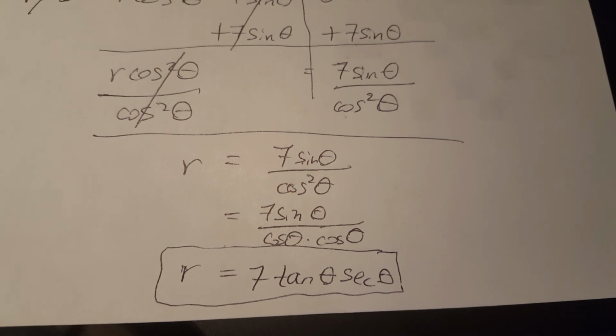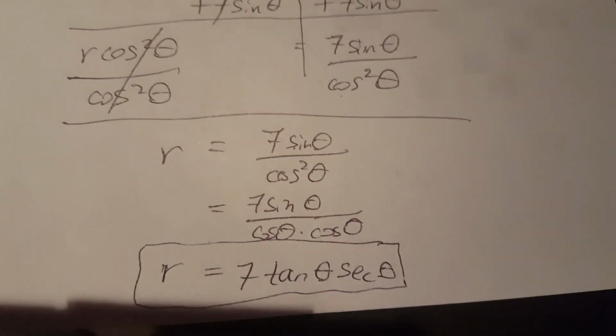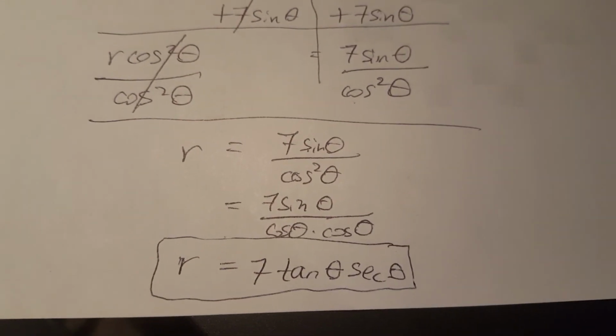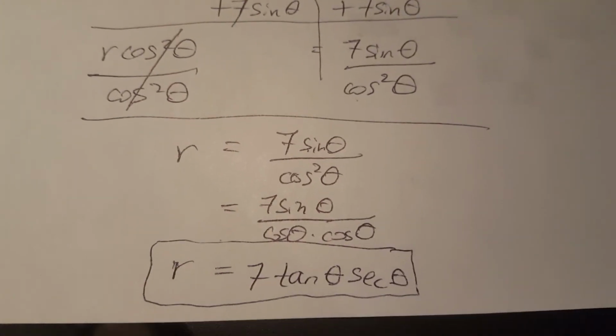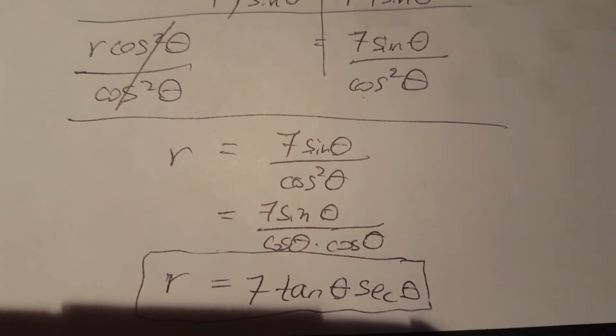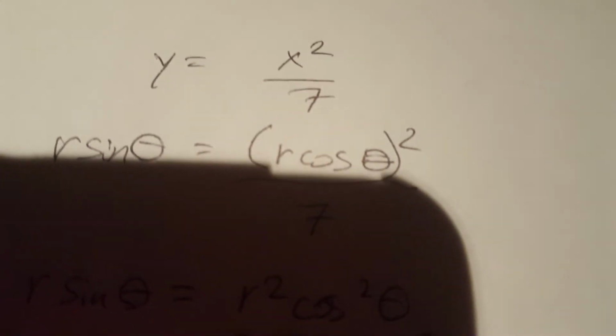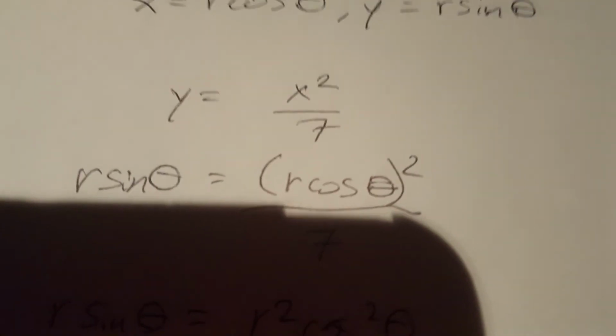Again, this video was in 5 minutes or less. One thing to keep in mind here, this is a lot like some of the questions on your assignment 6.4. However, in this example, I have y equals x squared over 7. Yours is x equals y squared over some number.